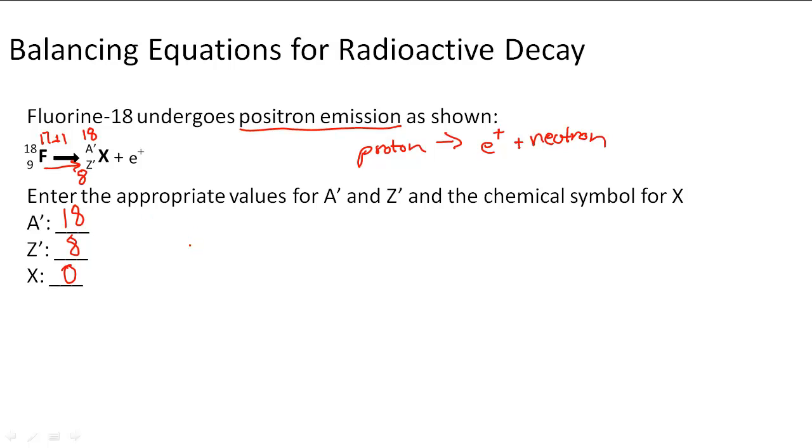So written out in a different way, fluorine-18 with atomic number 9 would become oxygen-18 with an atomic number of 8, plus the positron. And that is how you balance equations for radioactive decay.